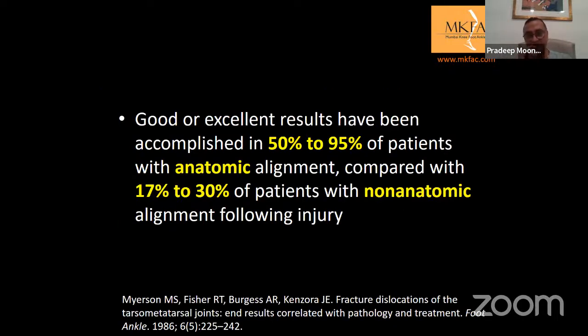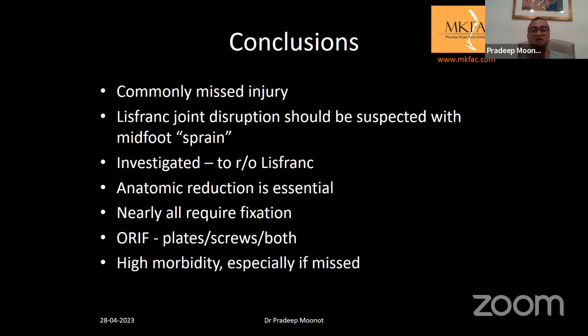Usually, if you have anatomical reduction, your outcomes are more than 90% in patients, compared to only 1/3 of the patients who have non-anatomical reduction. So in conclusion, these are commonly missed injuries. There's nothing like a midfoot sprain. I treat it as a Lisfranc injury unless proven otherwise. Anatomical reduction is the key.